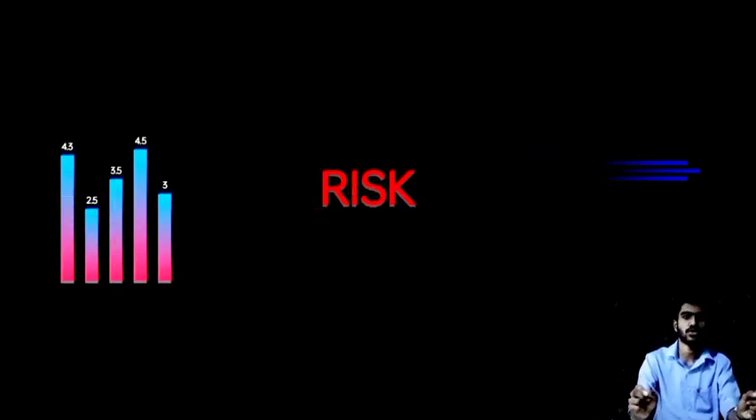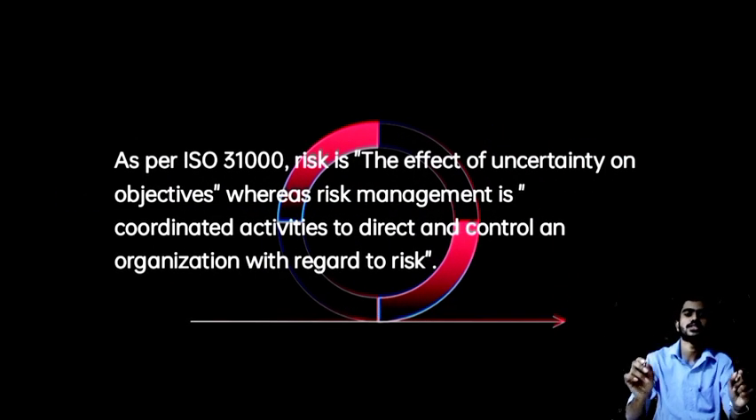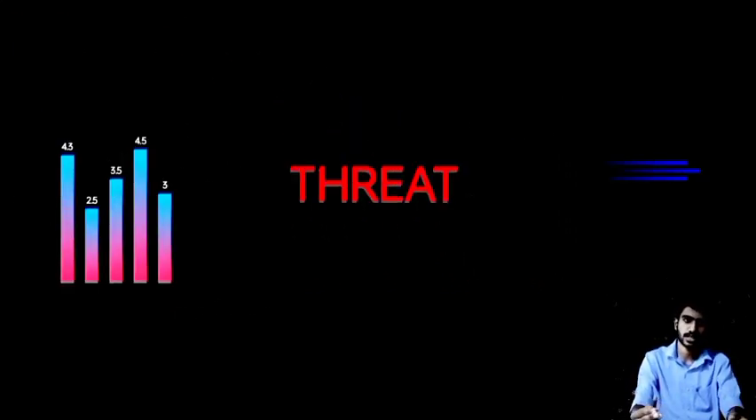Now, let's look into what is risk. As per ISO, risk is the effect of uncertainty on objectives, whereas risk management is coordinated activities to direct and control an organization with regard to risk. And what is threat?